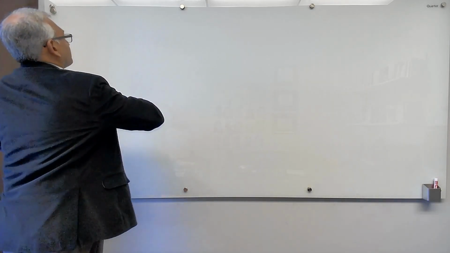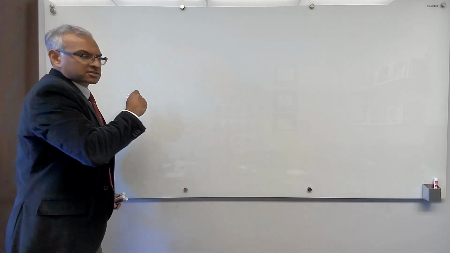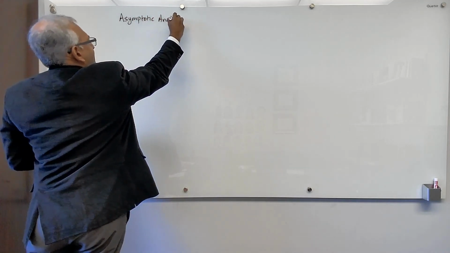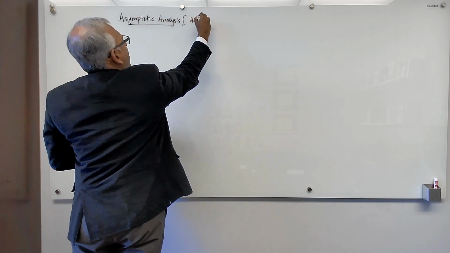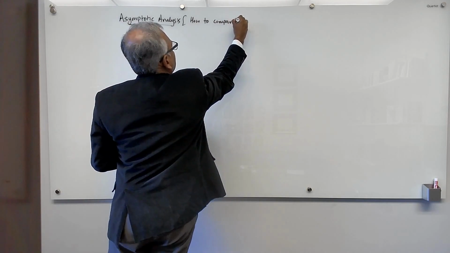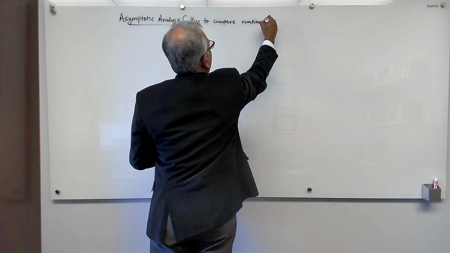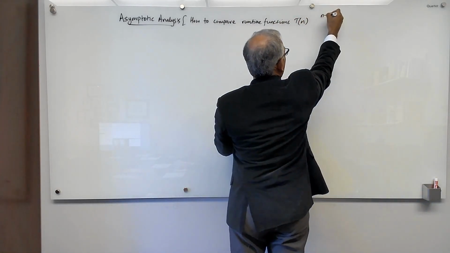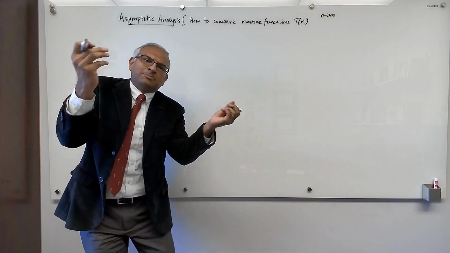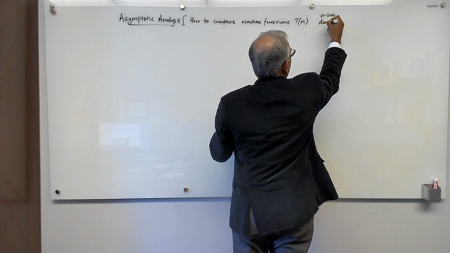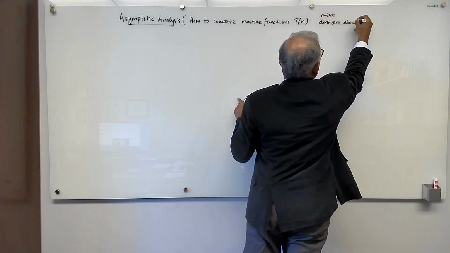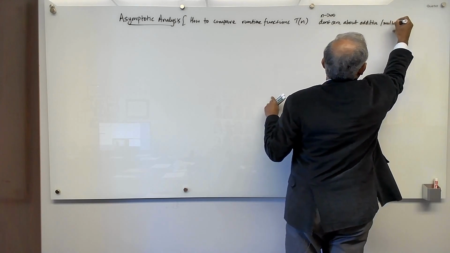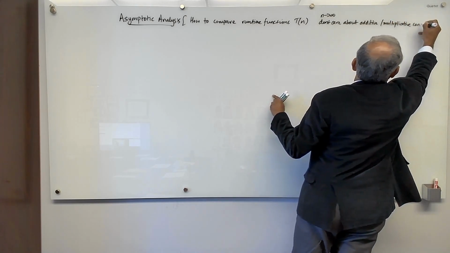This falls under our discussion of asymptotic analysis, or how to compare runtime functions t of n, when all you care about is n going to infinity, and you don't care about these minutiae of multiplicative or additive constants.